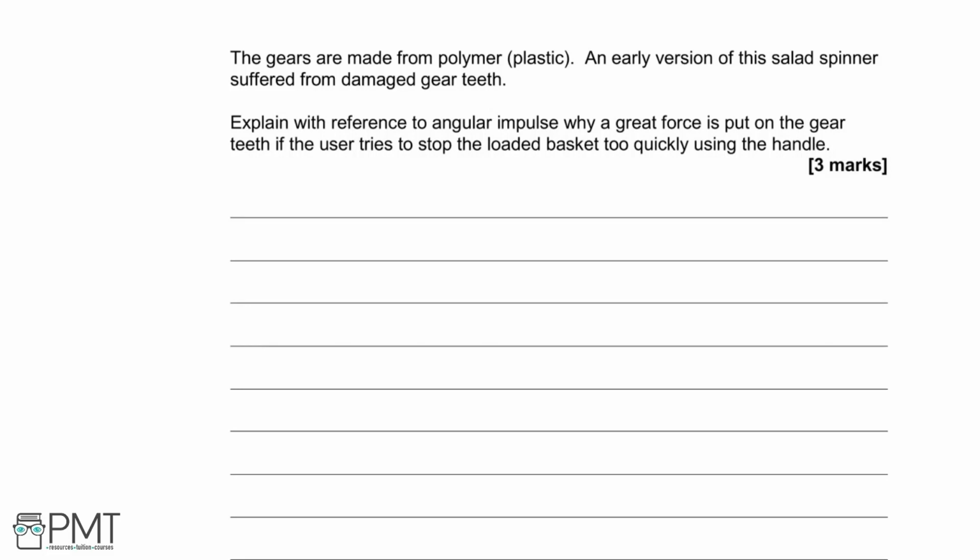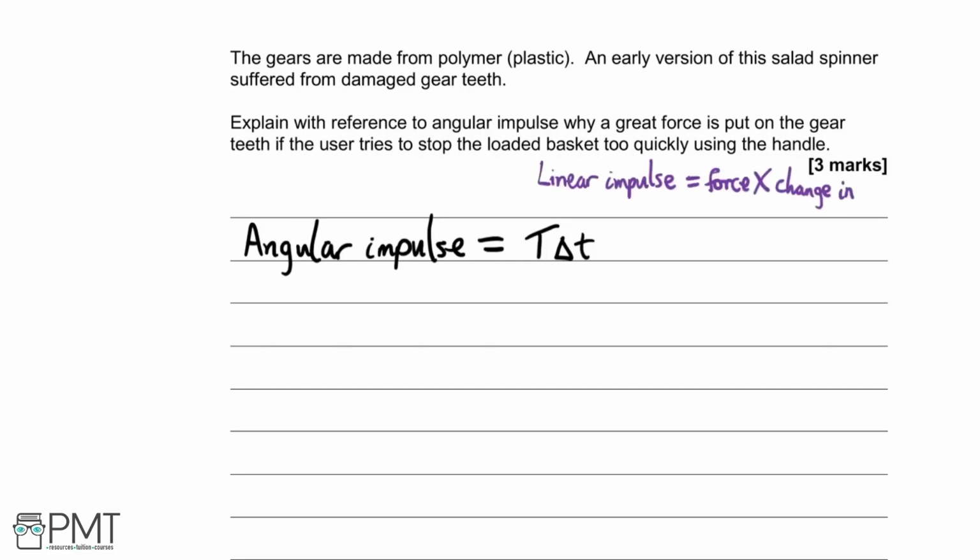So let's first of all write down the equation that we would use involving angular impulse. So I've said there that it's equal to the torque multiplied by the change in time, in the same way that linear impulse is equal to the force times the change in time. So let's just label the torque and the time there. It's worth just stating also that this is equal to the change in angular momentum.